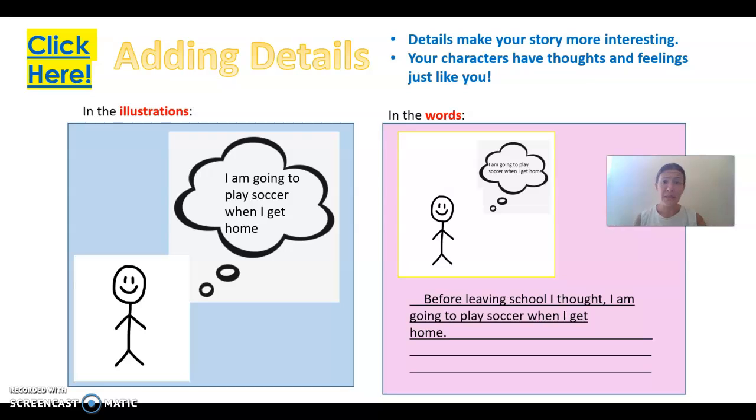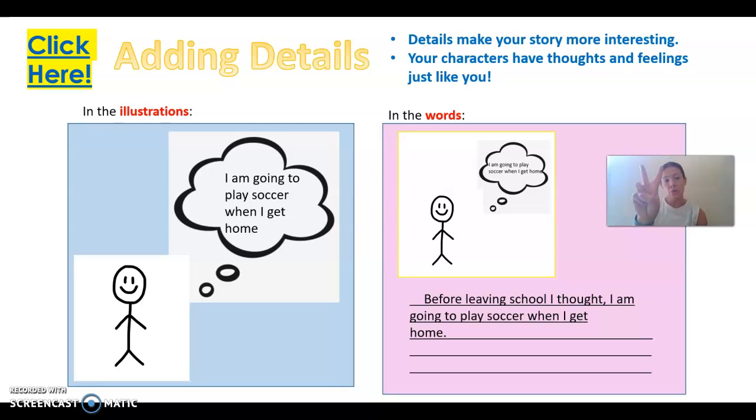Today for writing, you guys have been working so hard on adding so many good details to your writing. I've been loving seeing that. One thing I love about details is that you can add as many as you want because they just make your story more and more interesting. They make people want to read what you wrote because your characters have thoughts and feelings just like you. So we need to be telling our reader how your characters are thinking and feeling.